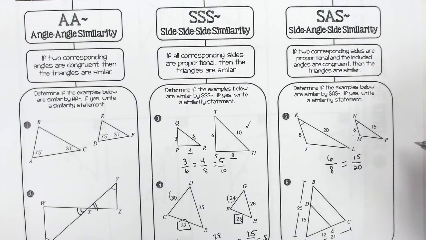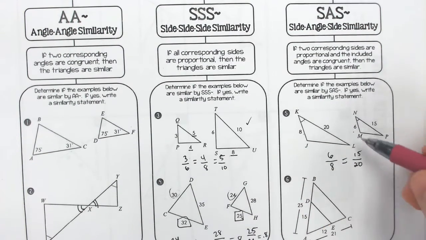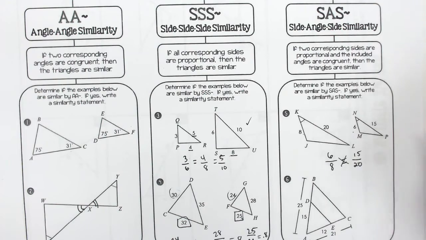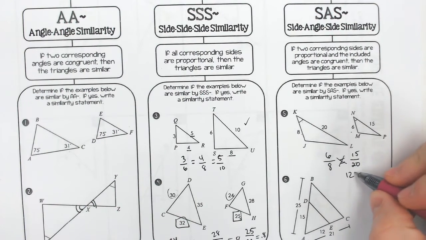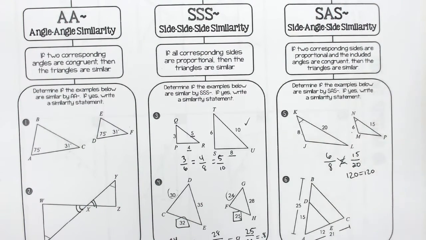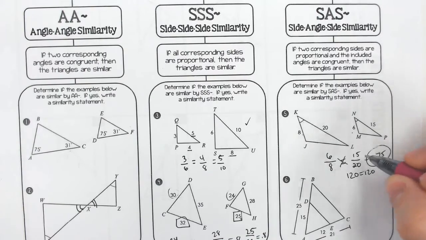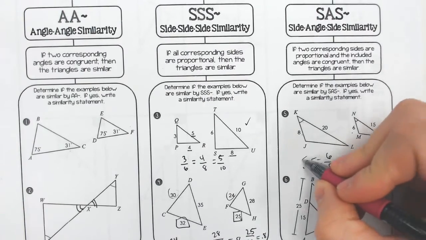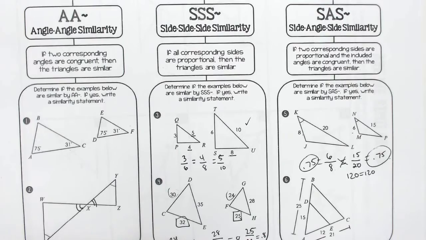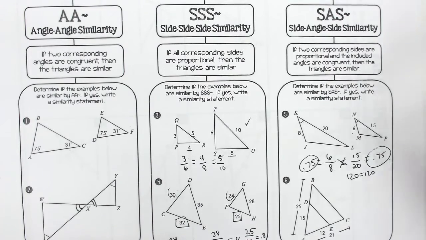Now there's another way to do it as well, but it doesn't really work out as well for side-side-side. But for side-angle-side, you could just cross multiply here and get 120 equals 120. If that happens, then you would have gotten the same thing from 6 divided by 8 compared to 15 divided by 20. In both cases, they both equal 0.75 if you divide them. So you can get it both ways, but it's just another way to prove that they're similar, by getting things that are the same.